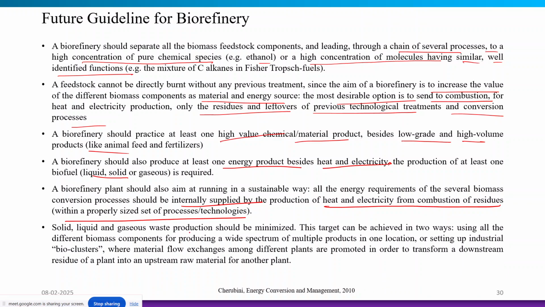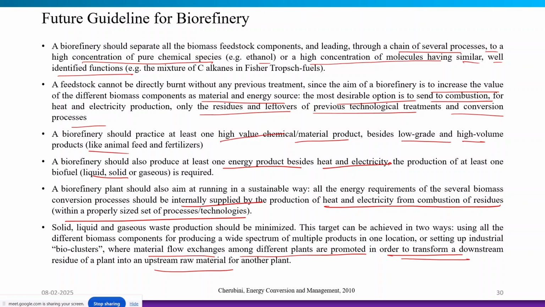Solid, liquid, and gaseous waste production should be minimized. This target can be achieved in two ways: using all the different biomass components for producing a wide spectrum of multi products in one location, or setting up industrial bioclusters where the material flow exchange among the different plants is promoted in order to transform the downstream residue of one plant into the upstream feedstock of another plant.